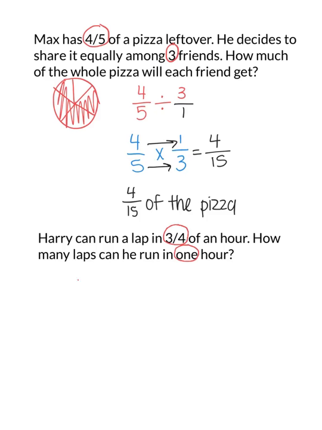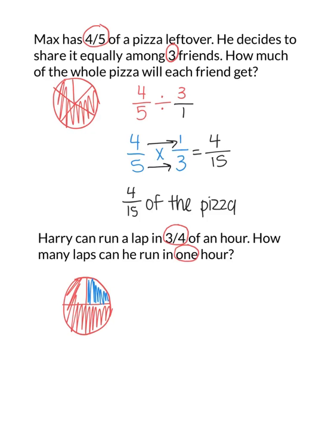So if I were to draw a picture of this, let's pretend this whole circle is 1 hour. In 3/4 of an hour, he runs 1 lap. So there's this extra 1/4 of an hour. So he's not going to run a whole lap because a whole lap takes him 3 of these fourths and there's only 1/4 left. But he can run part of a lap.